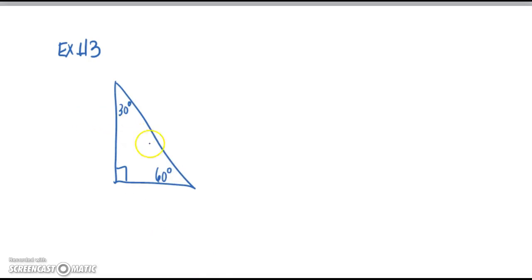All right, so now let's say across from the 60, we're given that side to be 8 root 3. Again, think about what side you're given. Across from the 60 is the x root 3 side. So we're going to write the equation x root 3 equals 8 root 3. And that's the equation that we're going to solve.